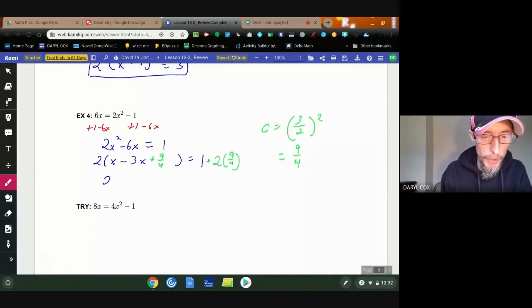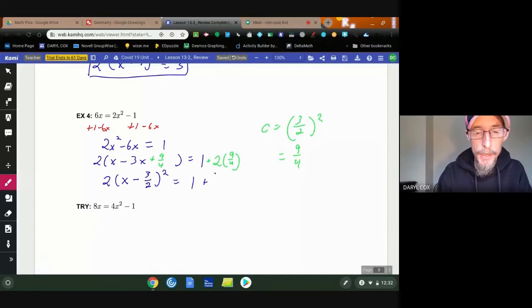So over here, I'm going to write 2x minus, because my b term is negative, the square root of 9/4. Well, the square root of 9 is 3. The square root of 4 is 2. And remember, that's going to be squared. What about the other side? Well, that's actually 1 plus 9 over 2, okay?